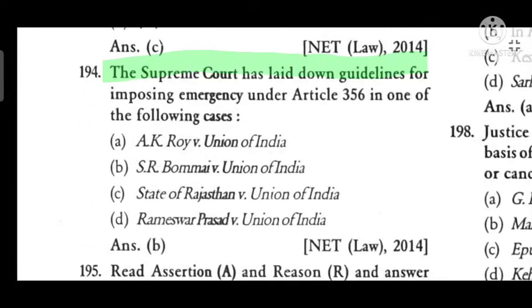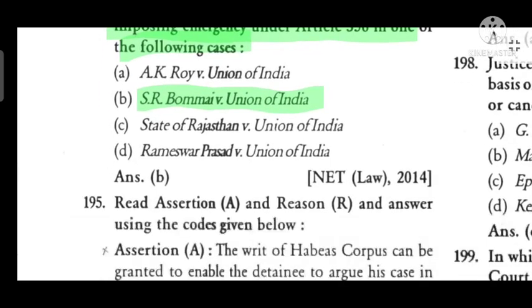The Supreme Court laid down the guidelines for imposing emergency under Article 356 in the following case: S.R. Bommai versus Union of India.